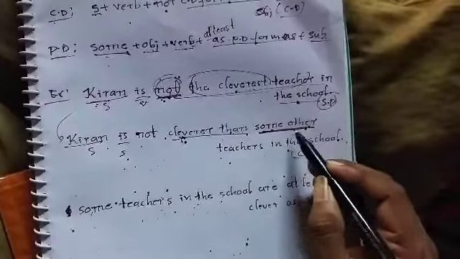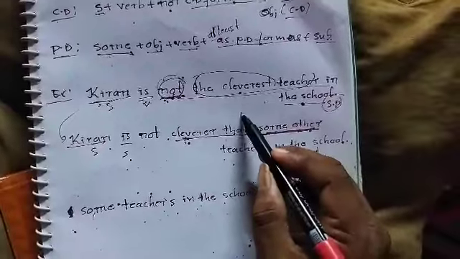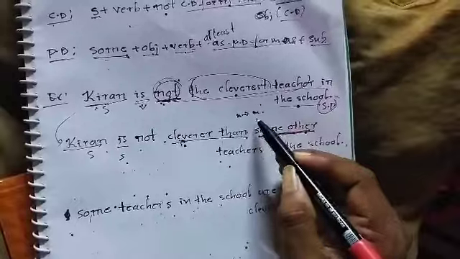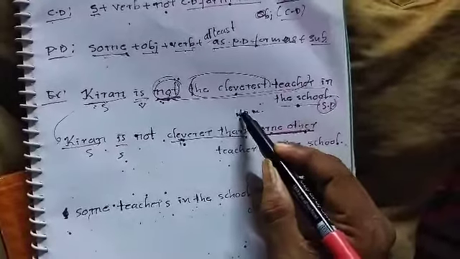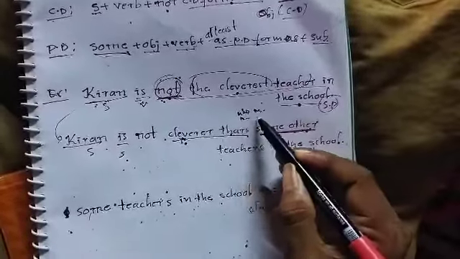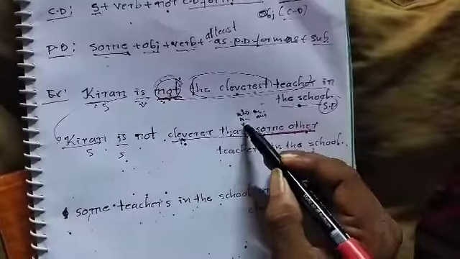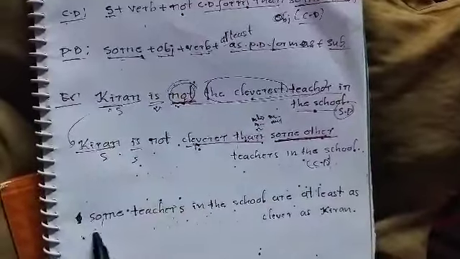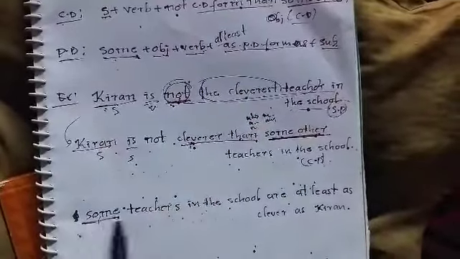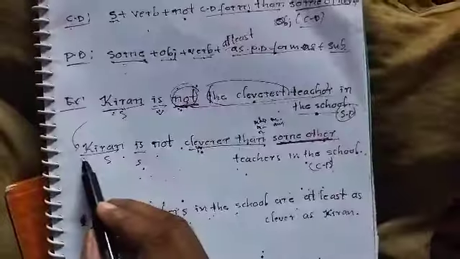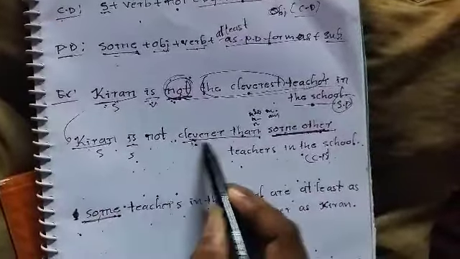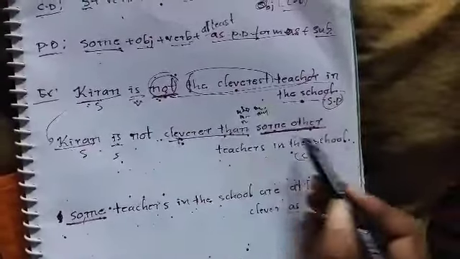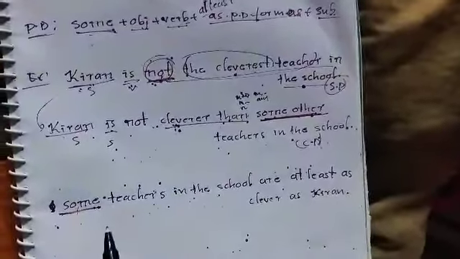So what is the keyword in model 1? Many other, most other. In model 3, many other, most other. Model 4, any other. Model 5, some other. Some other we have to remember. Next, here we don't use some other, we use some only. Comparative degree once again: Kiran is not cleverer than some other teachers in the school.